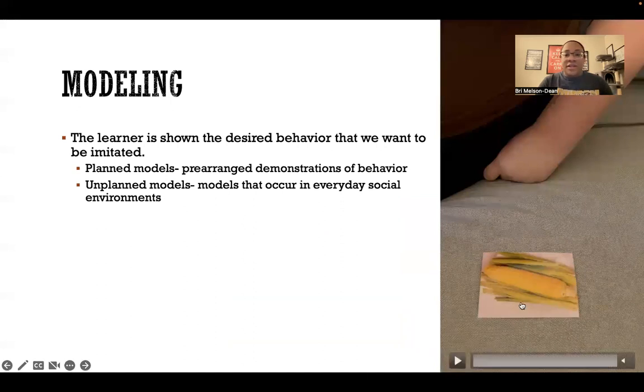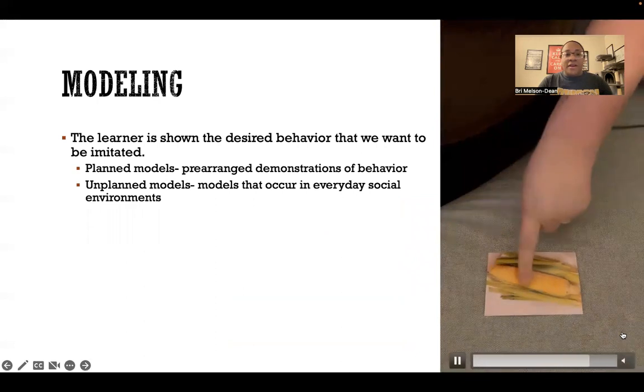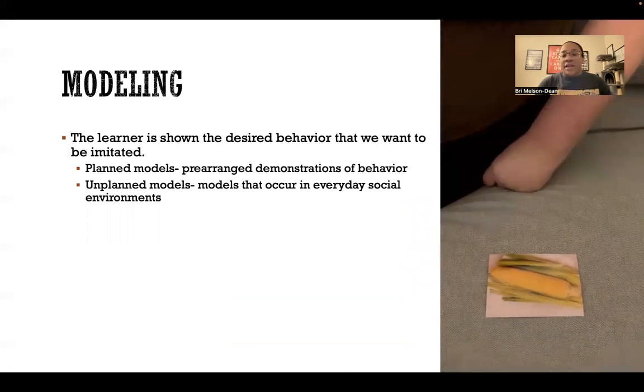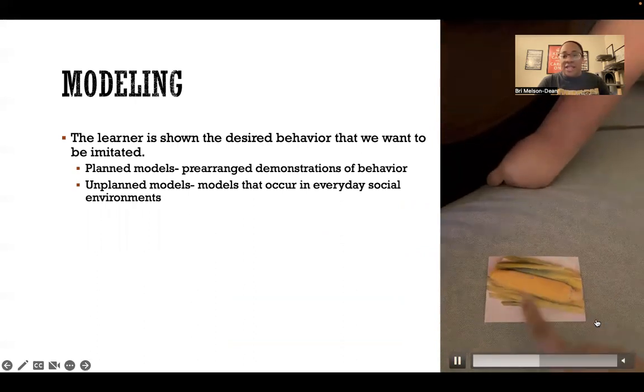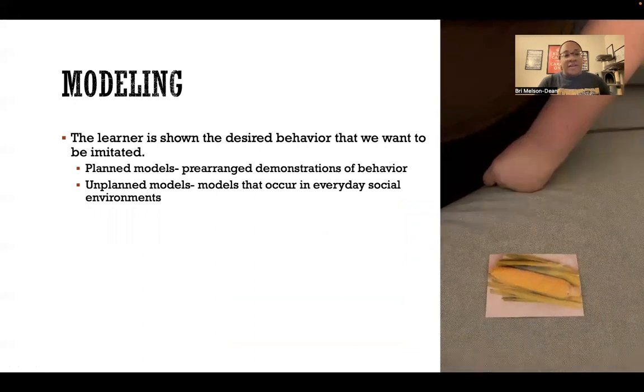Next, there is modeling. I have a video example here. So again, let's say my SD is touch the corn. As the instructor, I'm going to touch corn and then hope that my learner imitates that response. There are two types of modeling. There are planned models and unplanned models, and they are kind of self-explanatory.